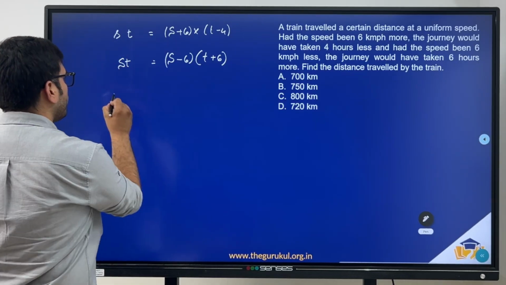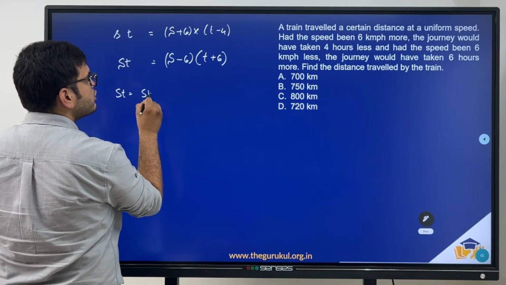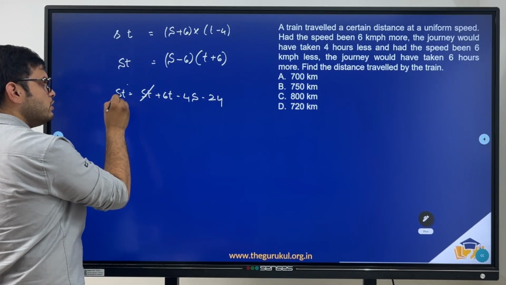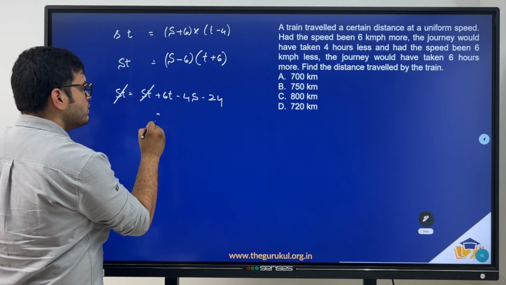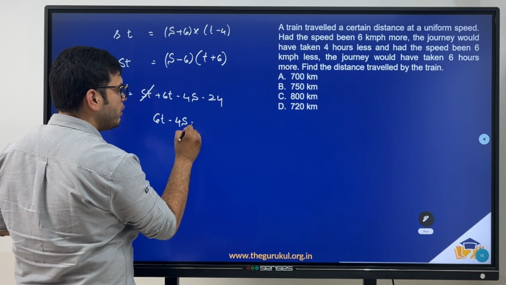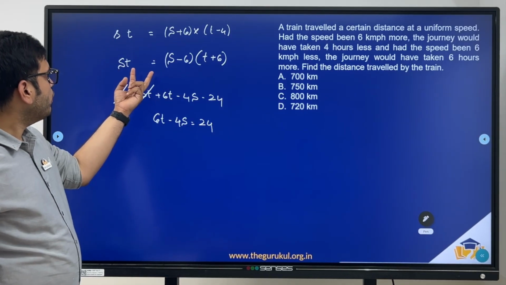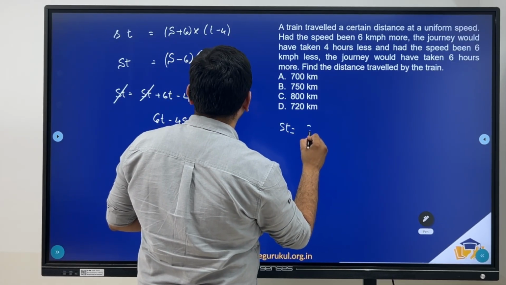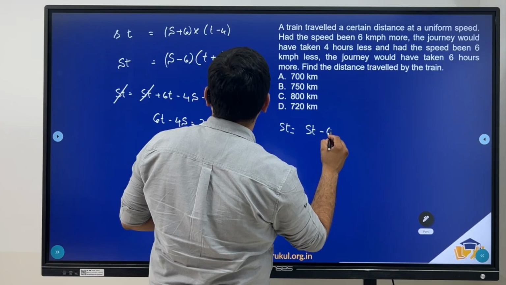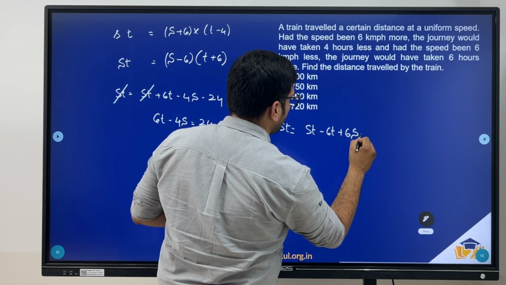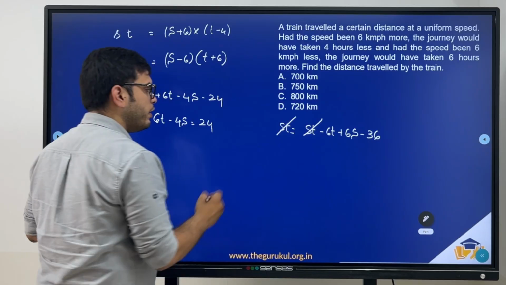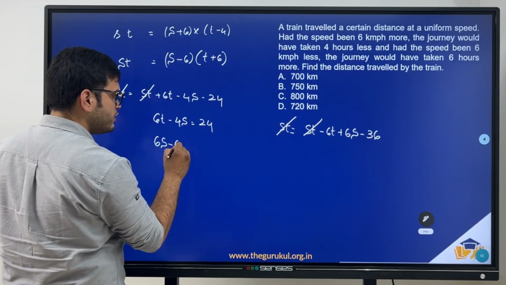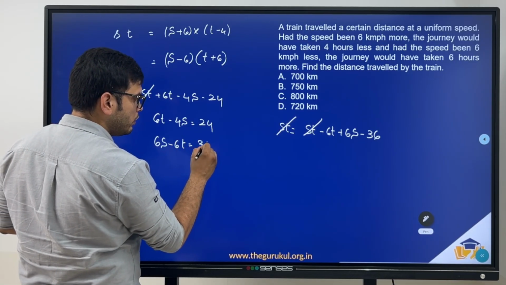Now if I expand this, st is equal to st plus 60 minus 4s minus 24. I can cancel these two, right? So what do we have? 60 minus 4s is equal to 24. Now similarly, on expanding this, you'll be having st is equal to st minus 6t plus 6s minus 36. So I can cancel these two. Then what do we have? 6s minus 6t is equal to 36.